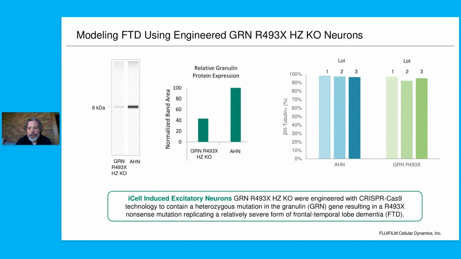And we also know that the differentiation process for the mutant line is robust, producing similar purity compared to the healthy control and across multiple lots. And this data is shown as beta-3 tubulin percentage across multiple lots here on the right-hand side of the slide.